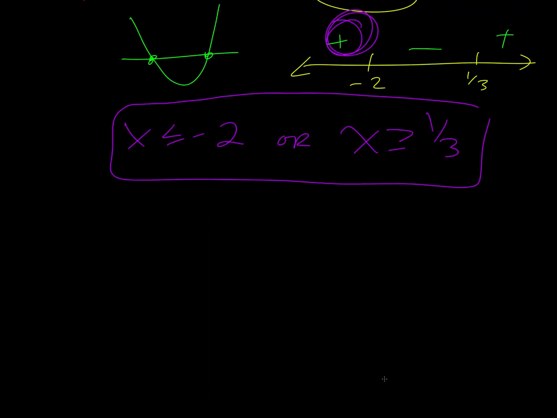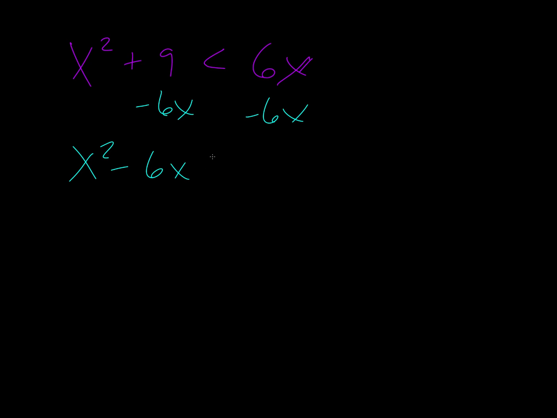Okay, let's try another one. Okay, so we have x squared plus 9 is less than 6x. Okay, once again, we want to move everything onto one side because it's quadratic. Like I said, you will almost always do that. There's a couple cases where you don't have to do that. But, okay, this one we can factor just using regular t factoring.